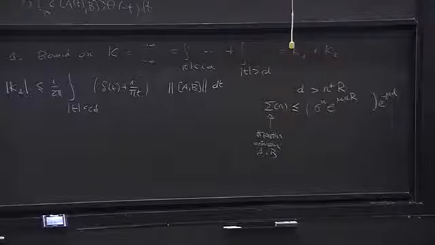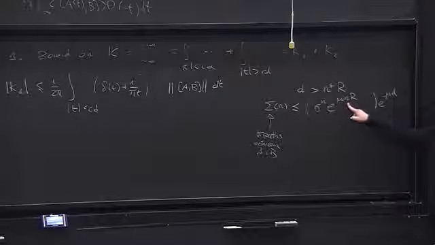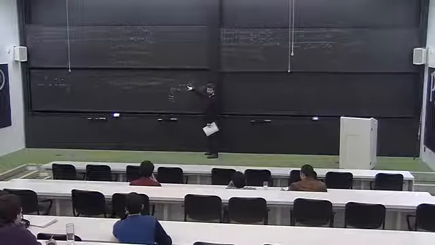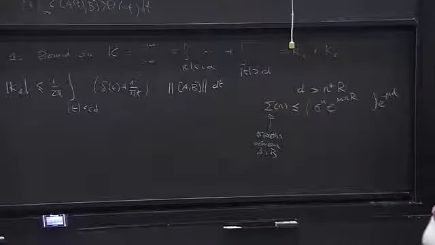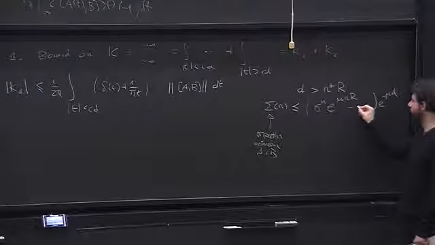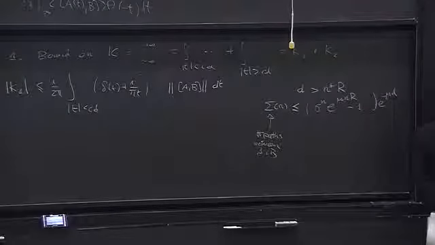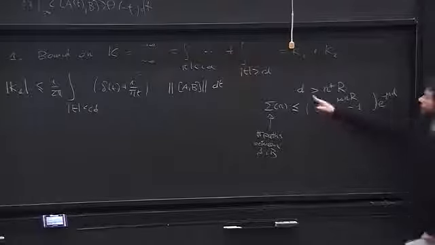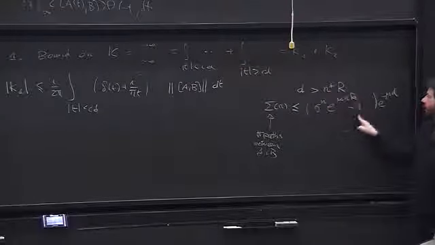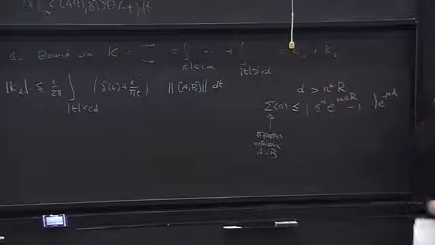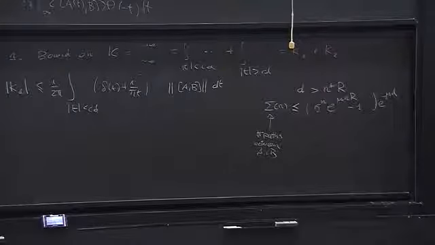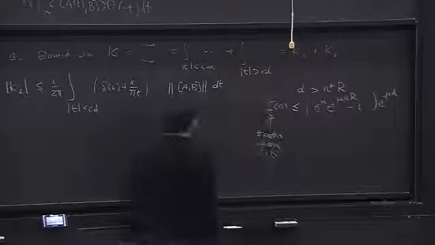Now, by checking what happens when the distance is smaller than a certain nr or larger than a certain nr, but lower bounded by this, you can convince yourself that this is also bounded by this. So you just need that for distance greater than this, this number is greater than this. So this is true.